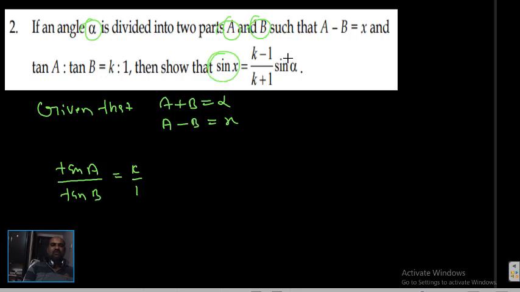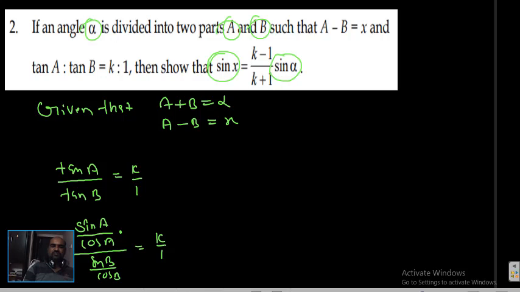The result you want to prove is in terms of sin only, which means we want to convert this total in terms of sin. Sin A by cos A into cos B by sin B, or I can write clearly, sin A by cos A divided by sin B by cos B equal to k by 1.